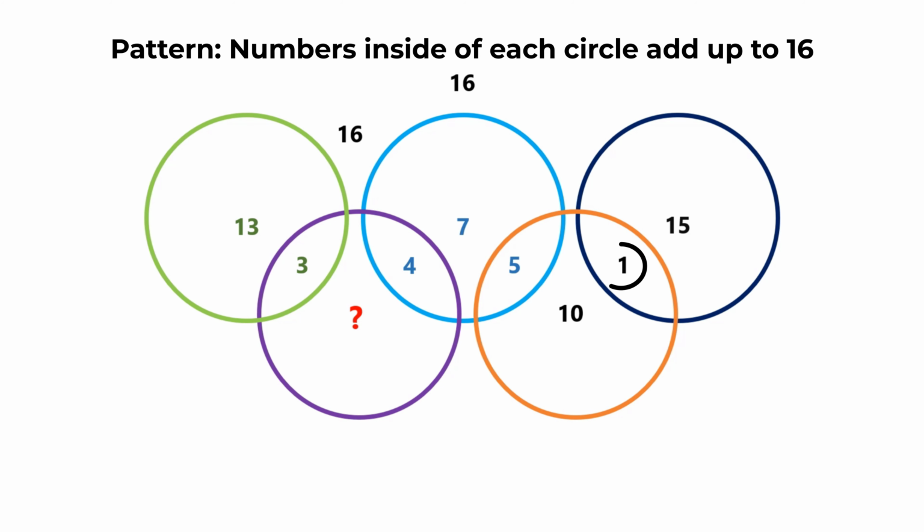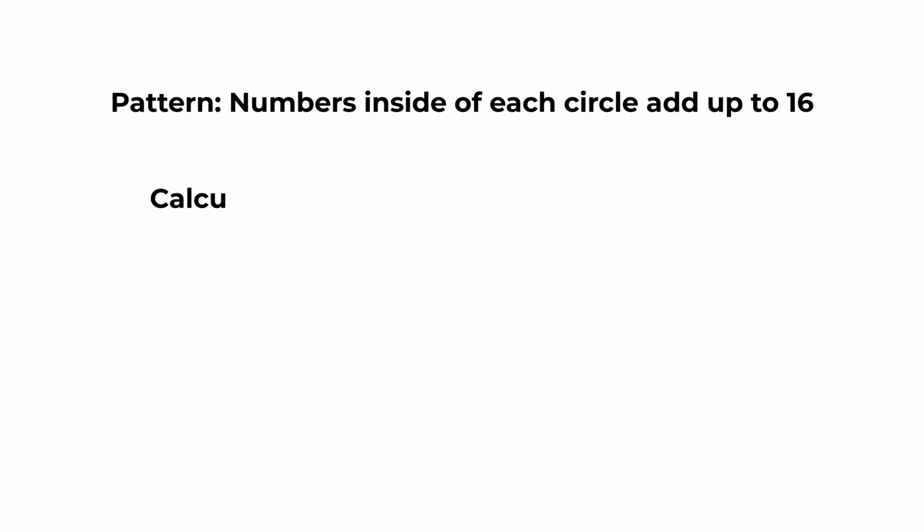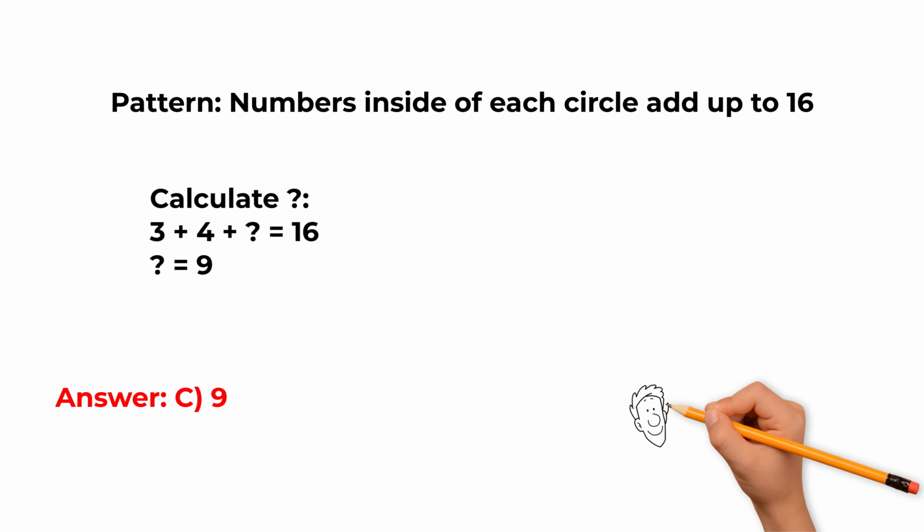In the black circle, we have 1 and 15, which also adds up to 16. And in the orange circle, we have 5 plus 1 plus 10, which also equals 16. So to calculate the question mark, which is the missing number, we need to add 3 plus 4 plus the question mark and make an equation to make it equal 16. After doing the calculation, you see that the question mark, the missing number, equals 9. So the correct choice here is choice C, 9.